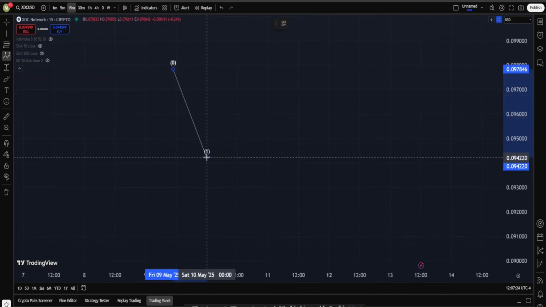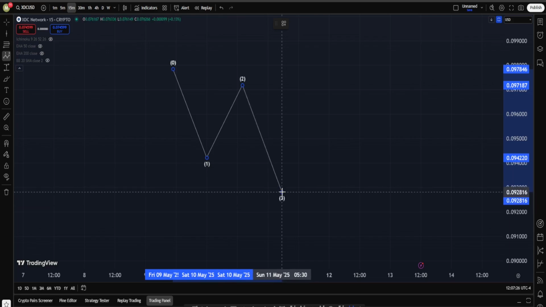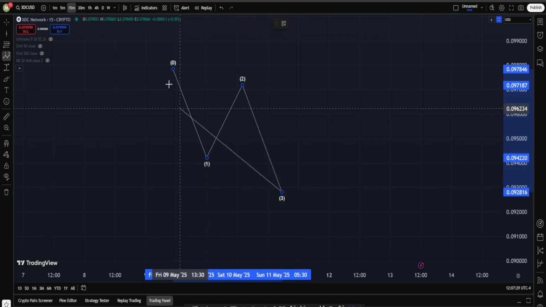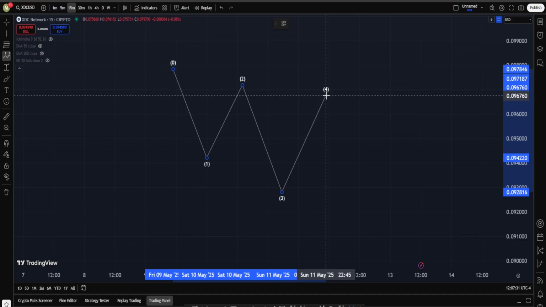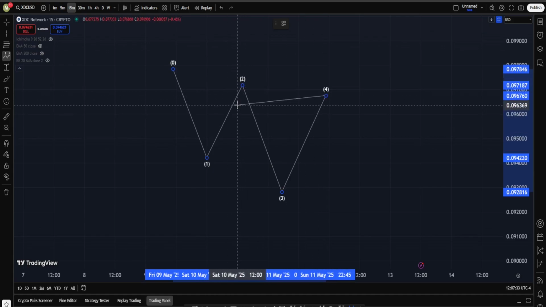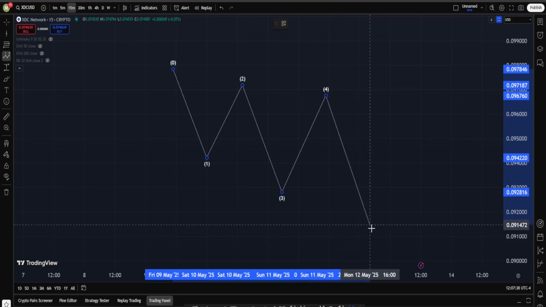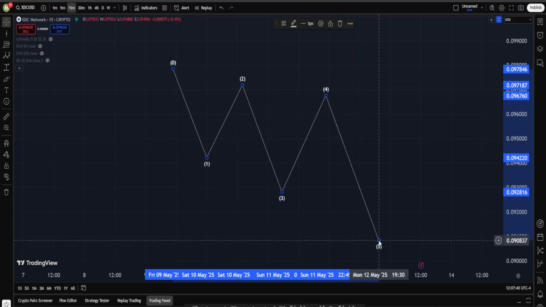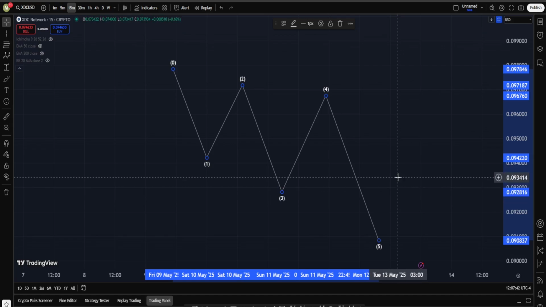This is our initial move down into 1, correction for wave 2, another move down into wave 3, which has to be bigger than wave 1, correction for 4, it's going to be bigger than wave 2, and also unlike a normal 5 wave in here, we must have overlapping of the waves, and this is our final move down into wave 5, and it has to be the biggest wave in this structure.